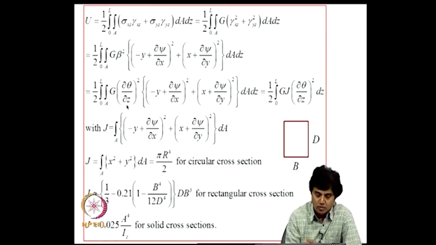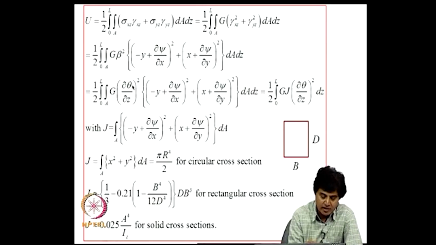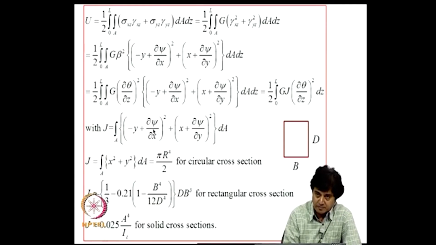Beta is dou theta by dou z, which is the rate of twist, that is twist per unit length. So, for beta square I will write dou theta by dou z whole square, and I will retain the other terms here. Now, I will write this expression as half integral 0 to L G J dou theta by dou z whole square dz, where this J is now given by this expression. This includes now the warping function.